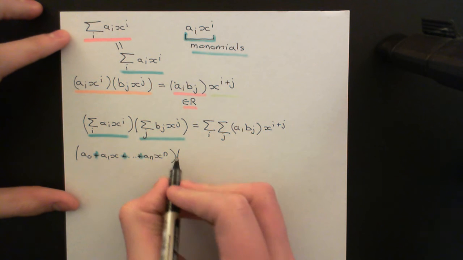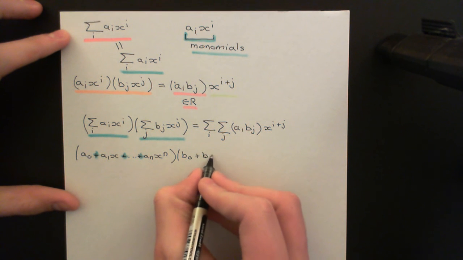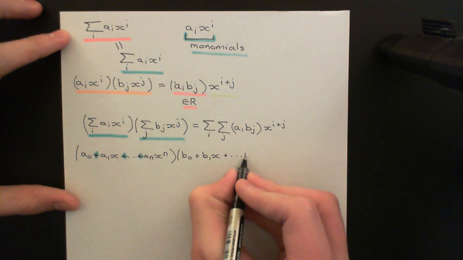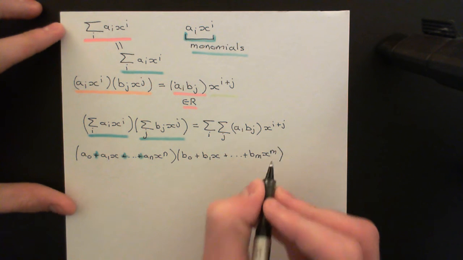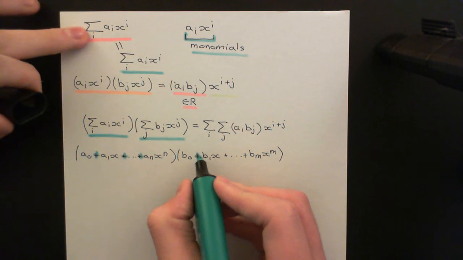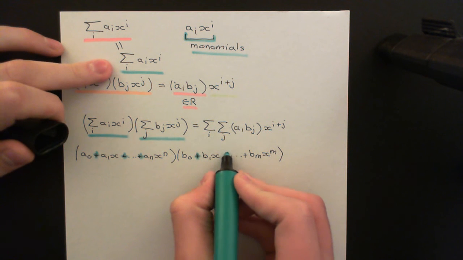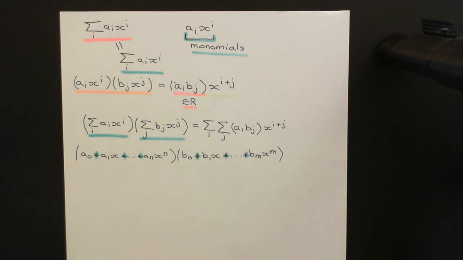Similarly, I can do the same for this one here, so I can have b_0 plus b_1 x plus all the way up to b_m x^m, where m is the degree of this polynomial. And again, these sums will not be according to philosophy 1, but according to philosophy 2, the new philosophy. So it will be decomposing into a monomial sum.